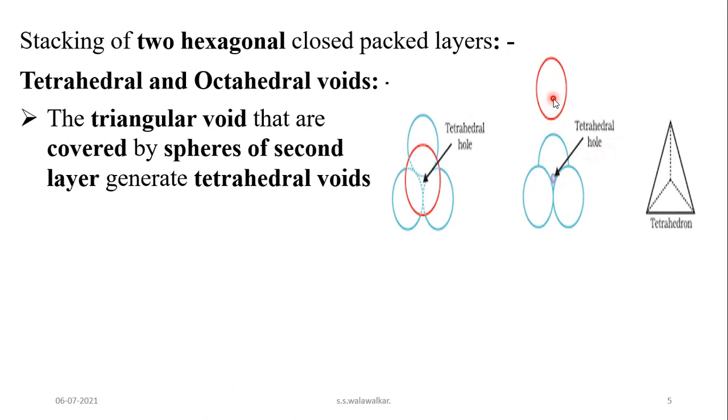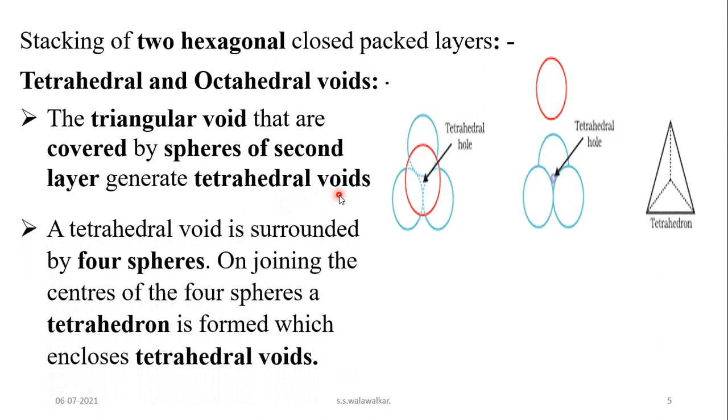When you join the centers of all these four spheres, 3 from the first layer and 1 from the second layer, we get what? A tetrahedron. Therefore it is called a tetrahedral void. So a tetrahedral void is surrounded by 4 spheres.